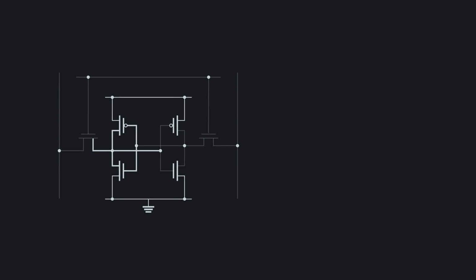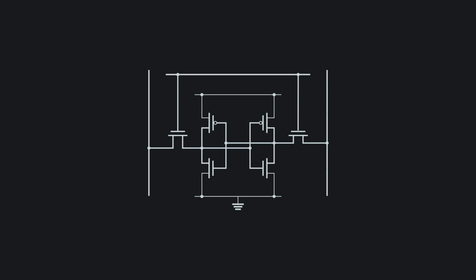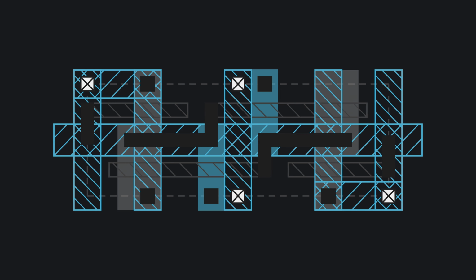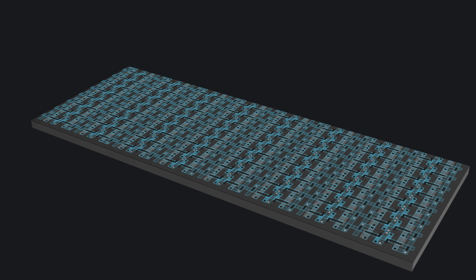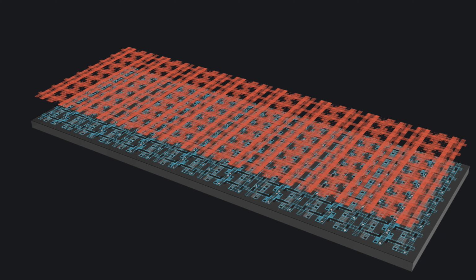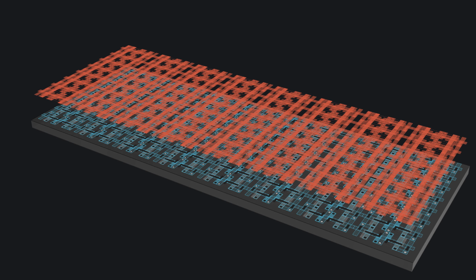This type of RAM is called static RAM, or SRAM. It looks like this on a die. It's incredibly fast to read and write to, but takes up a lot of physical space and is more expensive to manufacture.